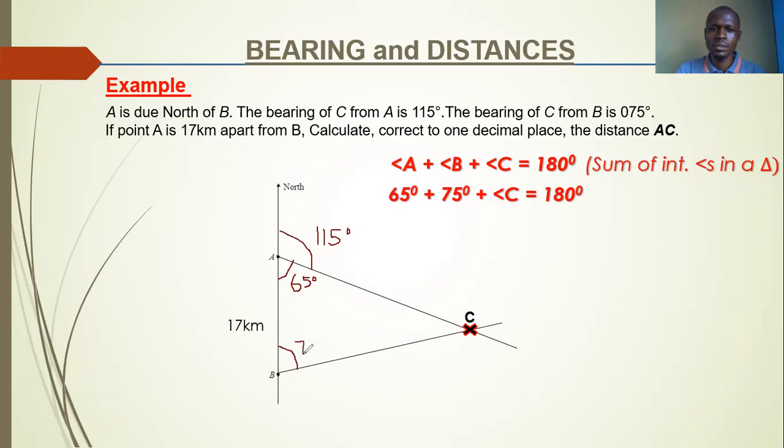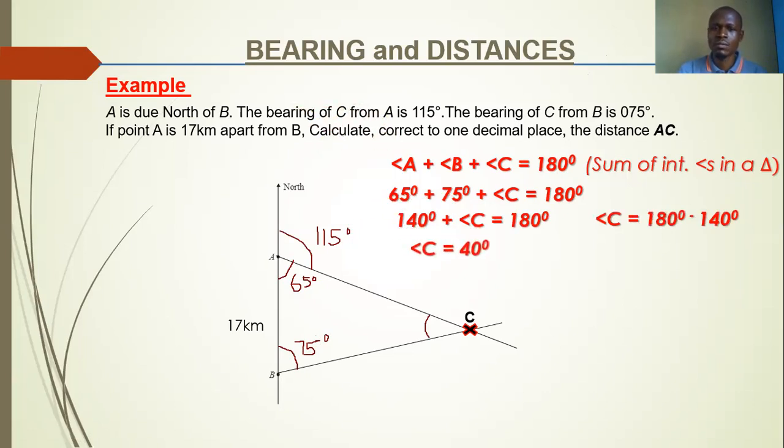So when you have 75 degrees here, what you do is to add the three angles together, which is A plus B plus C, giving us 180 degrees. Adding the two angles together, you have 140. We subtract 140 from 180, and that gives us 40 degrees. So if C is 40 degrees, what we want to calculate is AC.